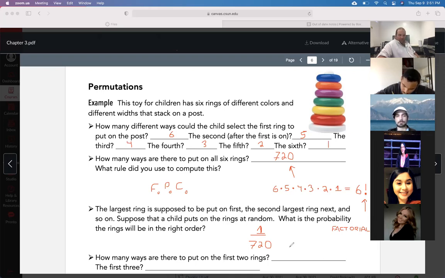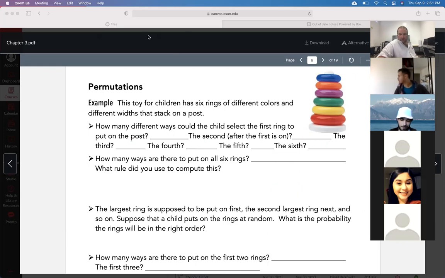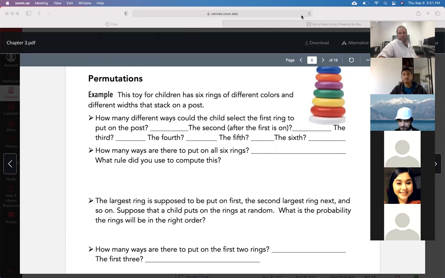Okay, you all with me so far? And this notation we're going to use throughout the course. This factorial notation. So make sure you're familiar with it. 6 factorial. All good so far? Okay, so how many ways are there to put on just the first 2 rings and not worrying about any of the rest?